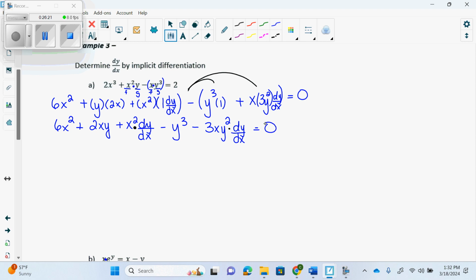After this, it should be easier because anything without a dy over dx moves to the one side, and every term with a dy over dx stays on the other side. So I am going to subtract the 6x squared over, because it doesn't have a dy over dx. Gone. Then I'm going to subtract the 2xy over. Subtract 2xy. And then I'm going to add y cubed.